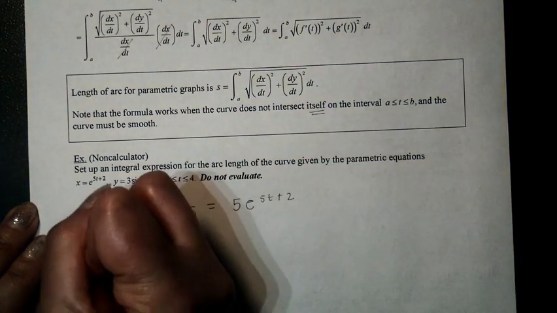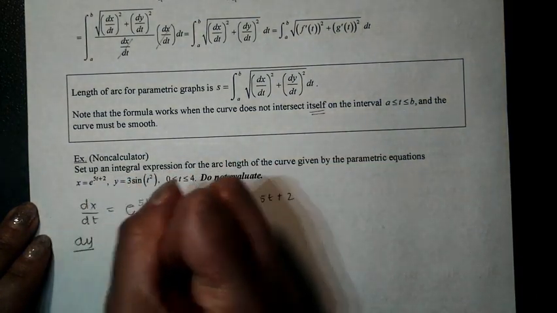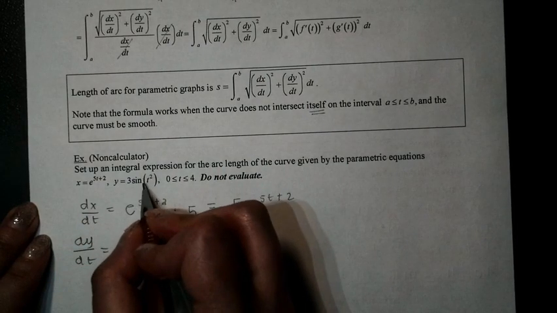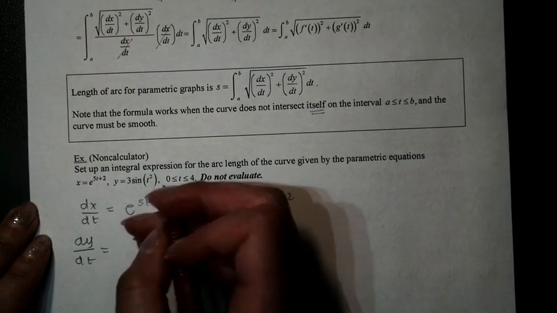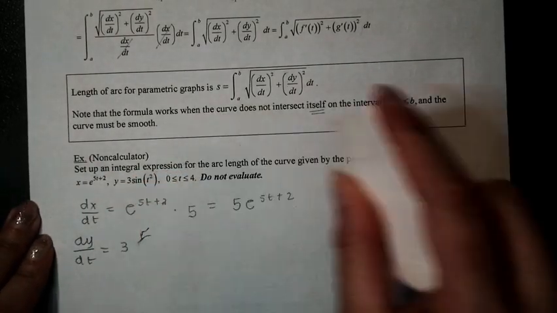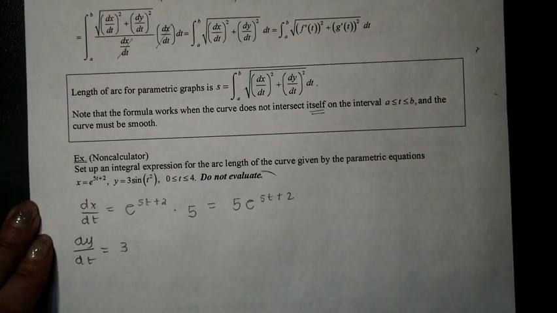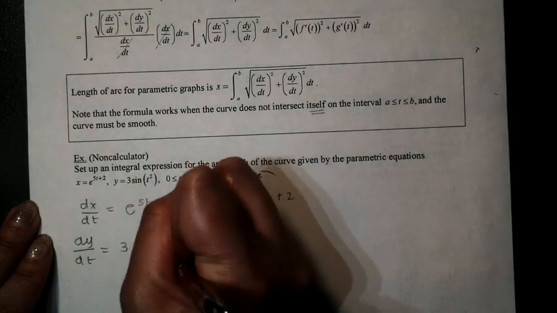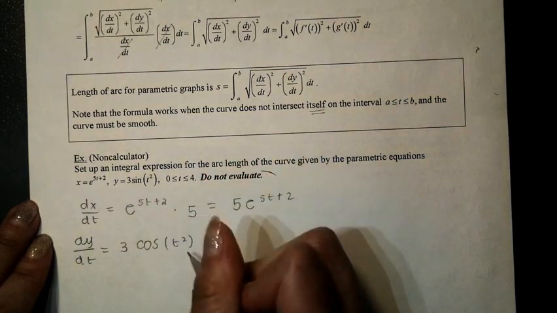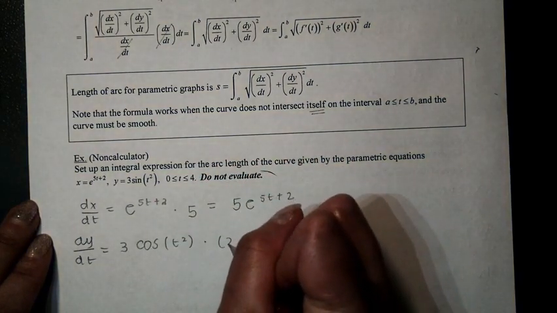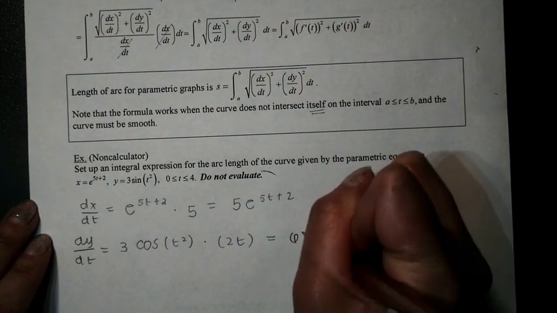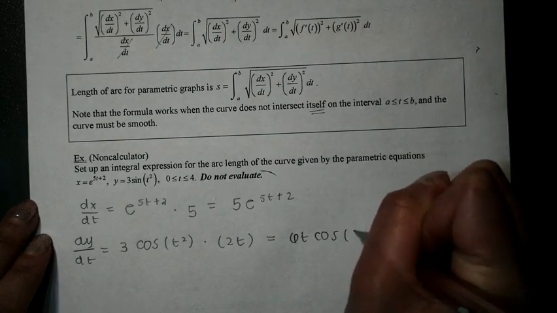Similarly, we're going to find the derivative of the y part. What's going to be this derivative? Well, you know that this is going to be 3, and the derivative of sine is cosine. So it's cosine of t squared times, by the chain rule, the derivative of the inside, 2t. So this is going to be equal to 6t cosine of t squared.